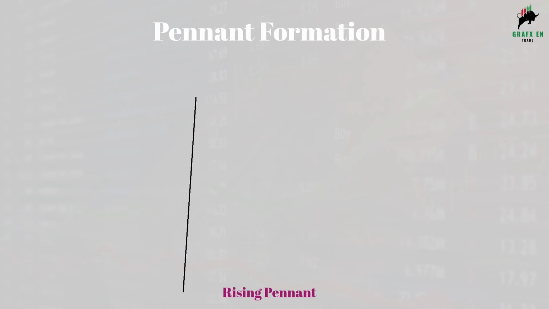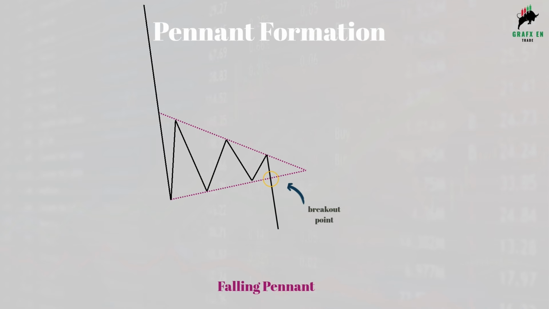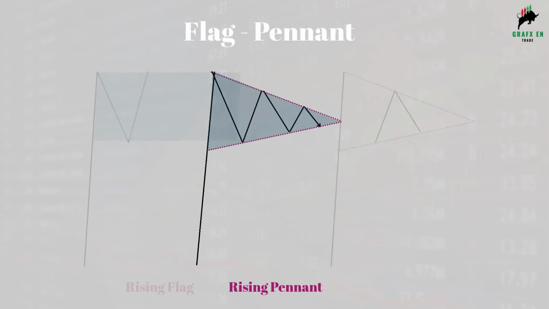In a bullish pennant, a sharp upward move is followed by a small triangle and then a breakout upward. In a bearish pennant, a sharp downward move is followed by a small triangle, with the breakout usually downward. Pennants are shorter term and faster to complete than flags.